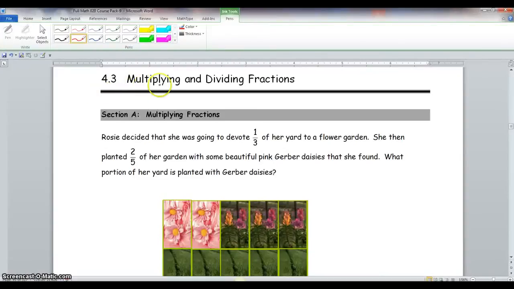Okay, now we start section 4.3, multiplying, dividing fractions. Okay, section A, multiplying fractions. Rosie decided that she was going to devote 1/3 of her yard to a flower garden. She then planted 2/5 of her garden with some beautiful pink Gerber daisies that she found. What portion of her yard is planted with Gerber daisies?